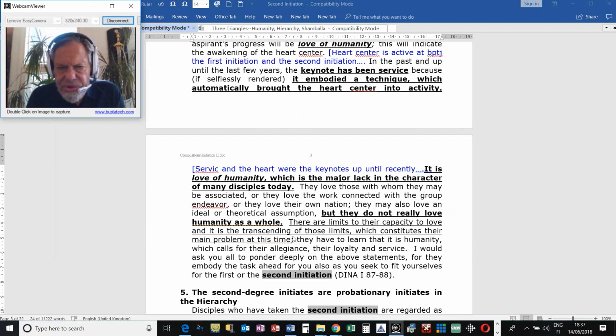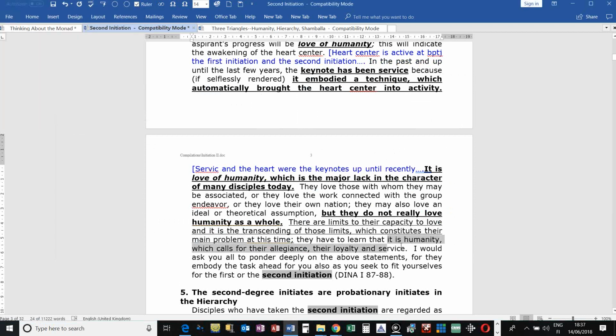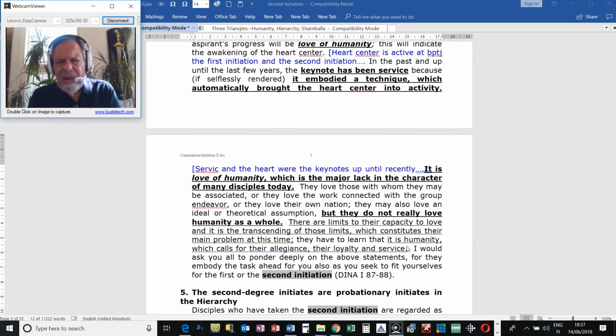They have to learn that it is humanity which calls for their allegiance. Certainly not any country, like, let's just say, America first, retrogression, which calls for their allegiance, their loyalty and service. It is humanity itself, the entirety of humanity, every single soul, whether in the body or out of the body.